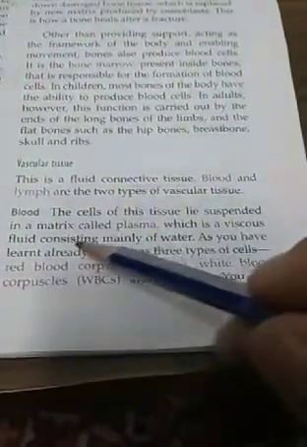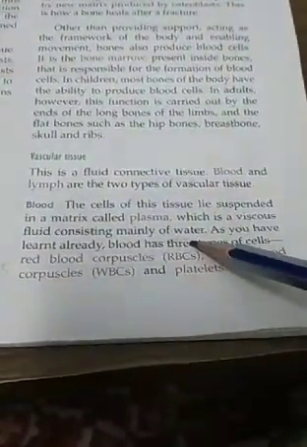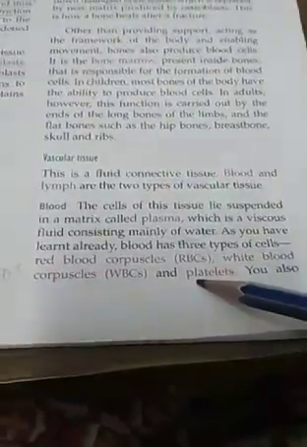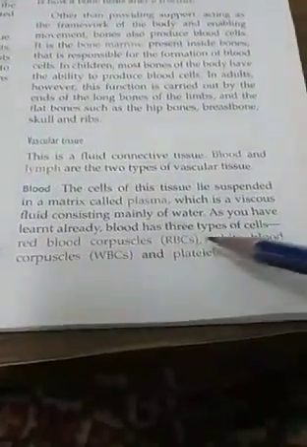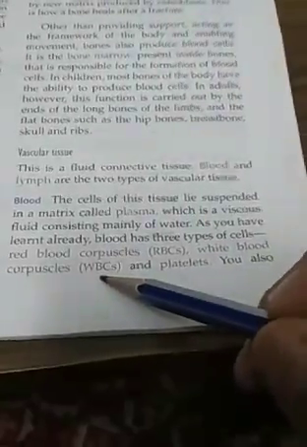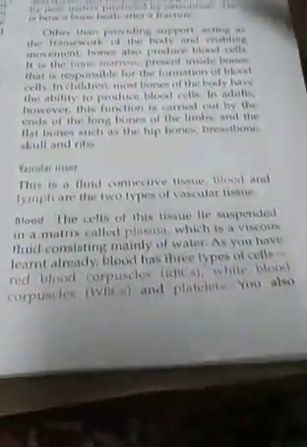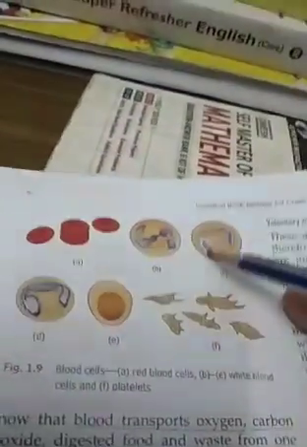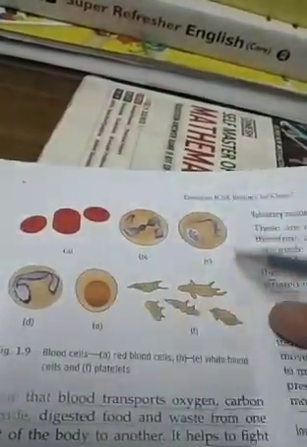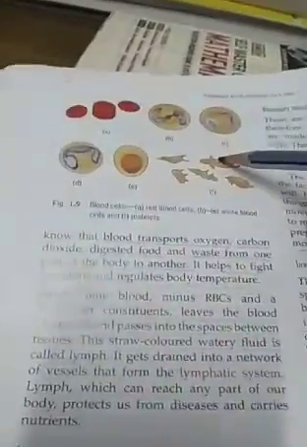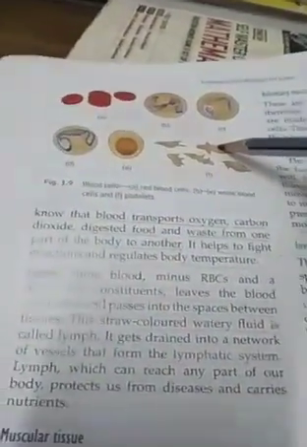It is a viscous fluid containing mainly water. And there are three types of cells embedded in this plasma. These are red blood cells, RBCs, white blood cells, WBCs, and platelets. These are the types of cells: RBCs, WBCs, and platelets. So all three types of cells are embedded in the plasma, that is the matrix of this tissue.